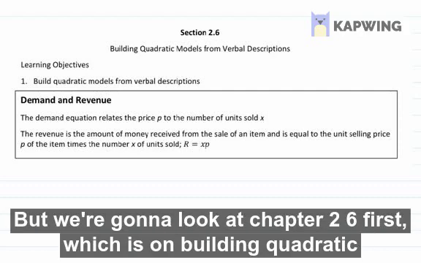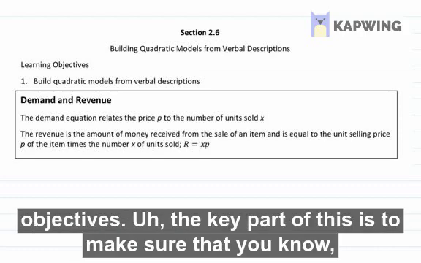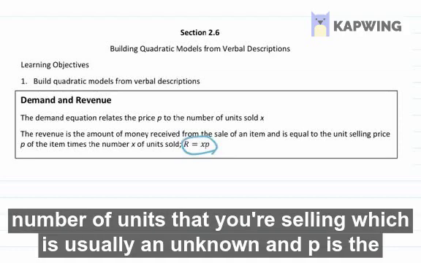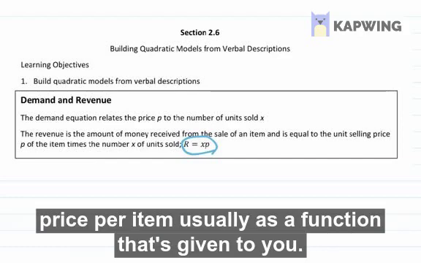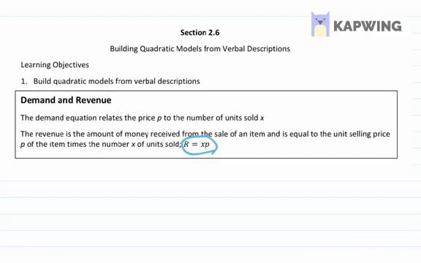But we're going to look at chapter 2.6 first, which is on building quadratic models from verbal descriptions. Make sure that you read the learning objective. The key part of this is to make sure that you know the revenue formula. So the revenue formula is R equals XP, where X is the number of units that you're selling, which is usually an unknown, and P is the price per item, usually as a function that's given to you. So let's go ahead and take a look at our examples for these.